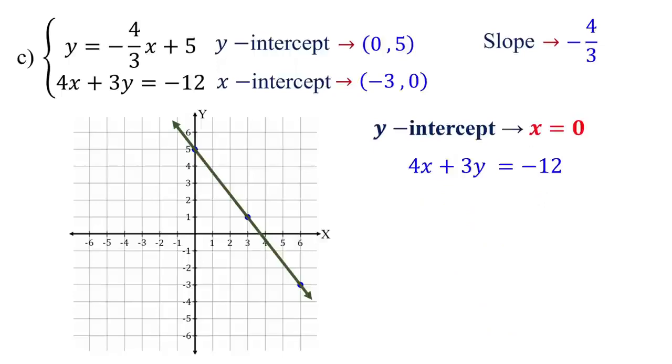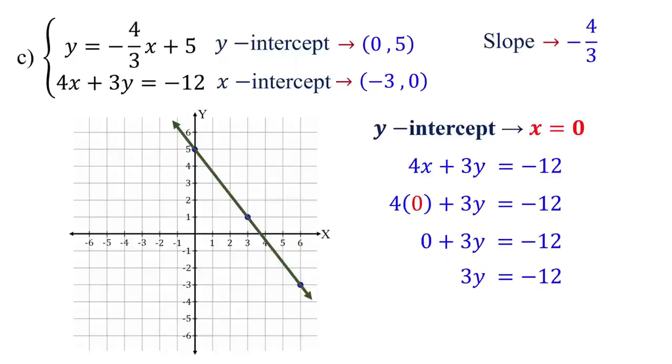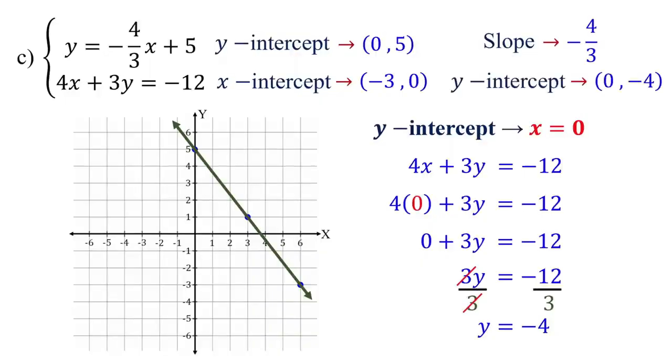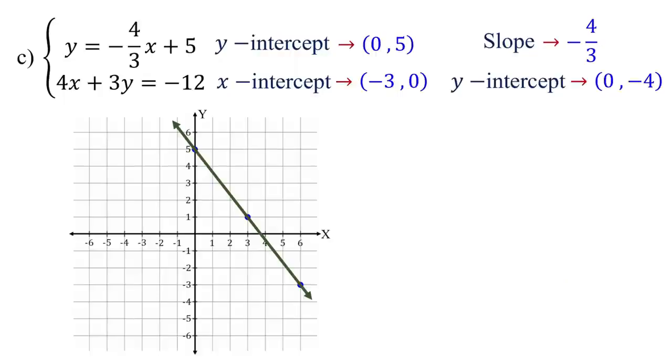Next, let's find the y-intercept by setting x to 0 and solving for y. 4 times 0 equals 0, and we get 3y equals -12. To isolate y, divide both sides by 3, giving us y equals -4. Therefore, the y-intercept is (0, -4). Now, plot the x-intercept, which is located at (-3, 0), and the y-intercept, which is at (0, -4). Then, connect these 2 points with a straight line.